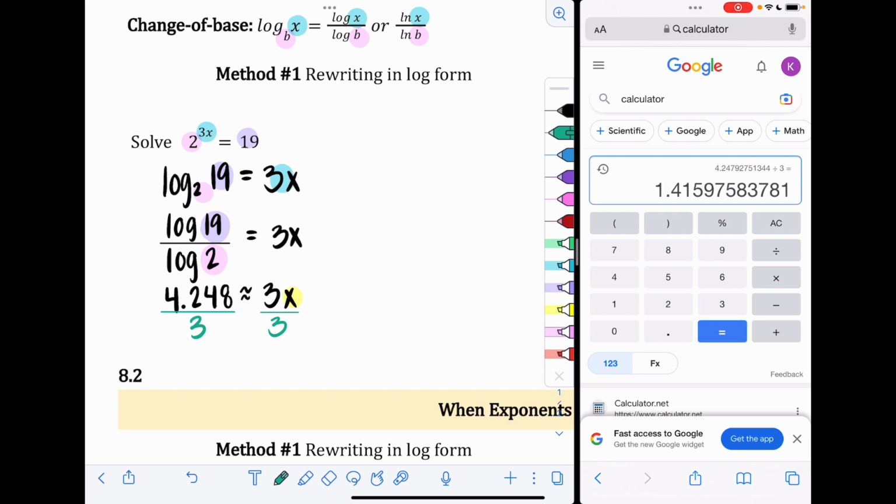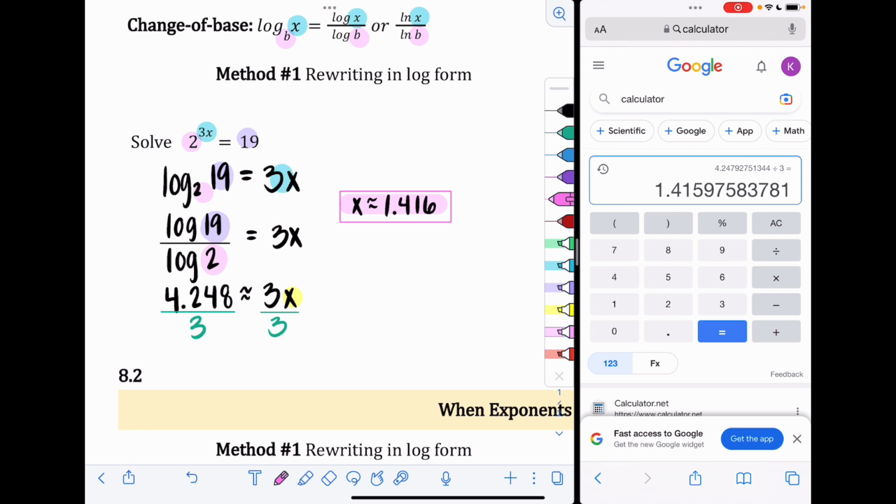So I'm just going to leave it as is and then divide it by 3, and then you see it's about 1.416 if we round to 3 decimal places. So we'll say x is approximately 1.416, because that 9 in the 4th decimal place would round that 5 up to a 6. So x is approximately 1.416. Okay, so that was method number 1, that's rewriting in log form.